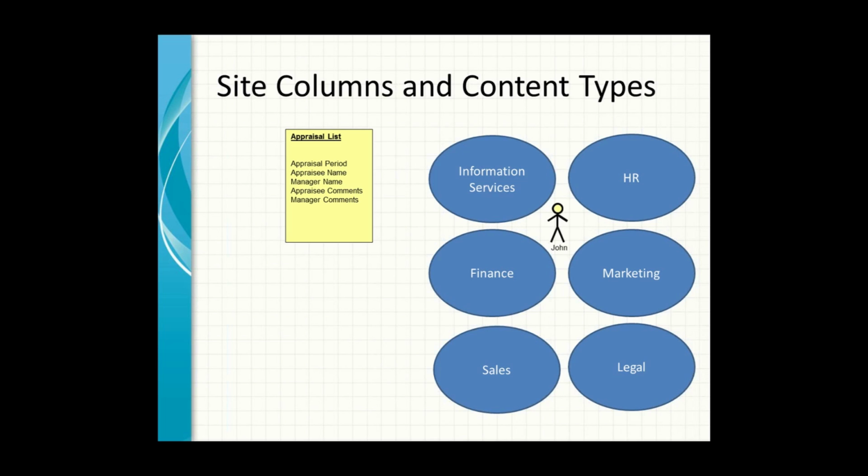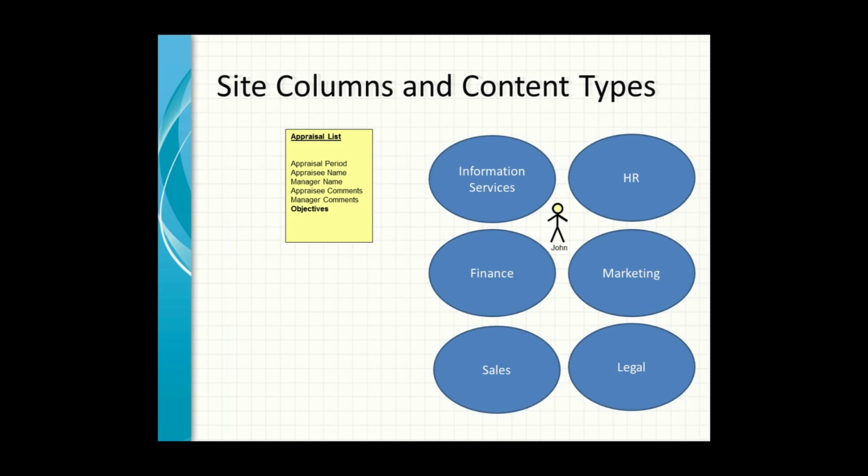John has got to go around each of the department sites and create an appraisal list from scratch so that they can each use it. It gets worse because after a while the company decides that an objectives field should also be stored in the list, and because he's created different lists for every single department, he has to once again go around and do the work to update that list in several different places.